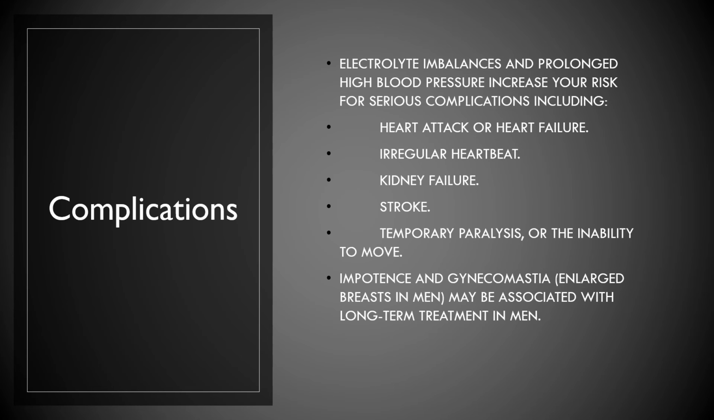Complications of primary aldosteronism: electrolyte imbalances and prolonged high blood pressure increase your risk for serious complications. A few of these complications include heart attack or heart failure, irregular heartbeat, kidney failure, stroke, temporary paralysis or the inability to move, impotence, and gynecomastia. Gynecomastia is enlarged breasts in men, and it may be associated with long-term treatment in men.